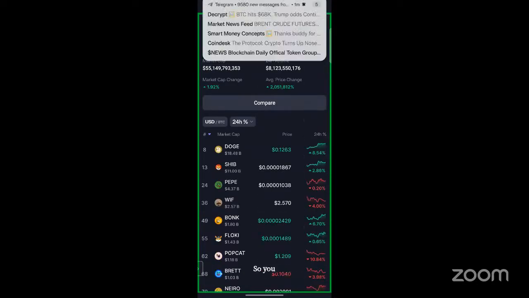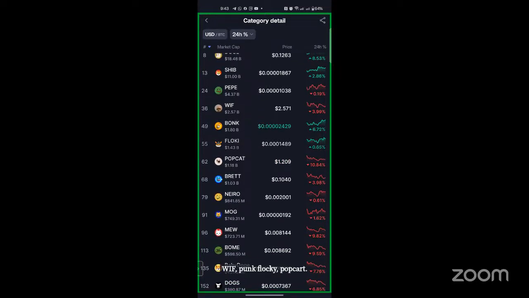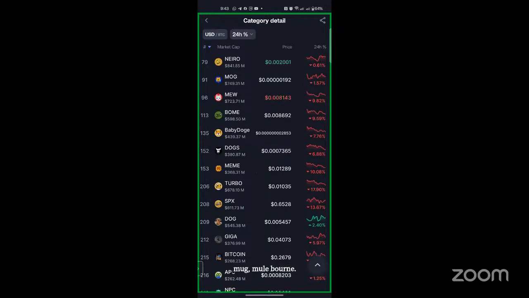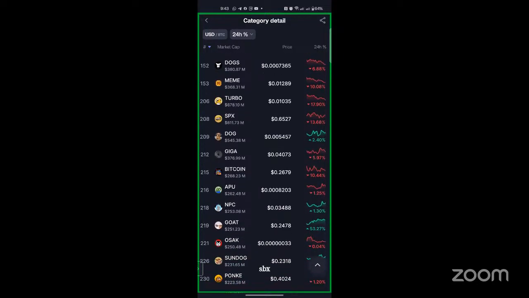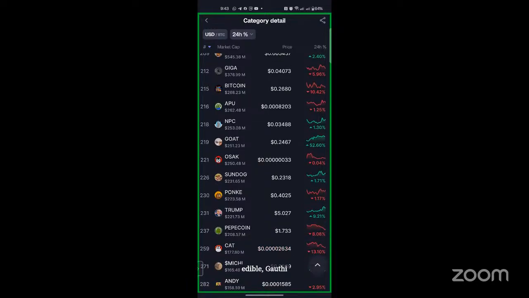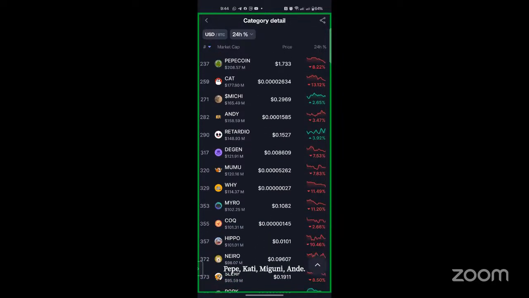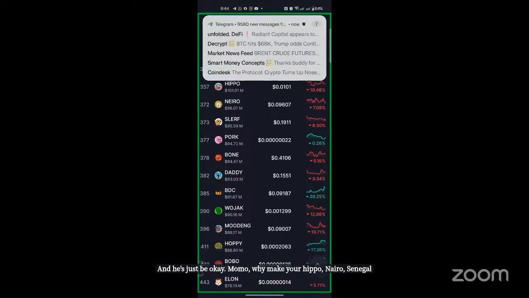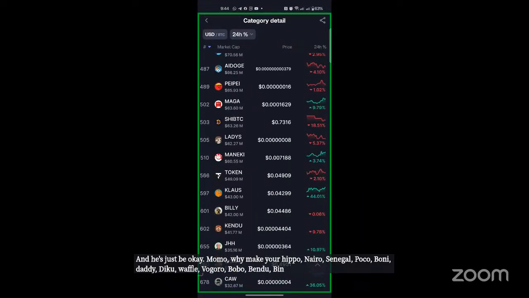So you write them down. Doge, Shiba, Pepe, WIF, Bonk, Floki, Popcat, Brett, Mog, Mew, Bome, Baby Doge, and many others, including Neiro, Giga, and Ponke. So many funny names.